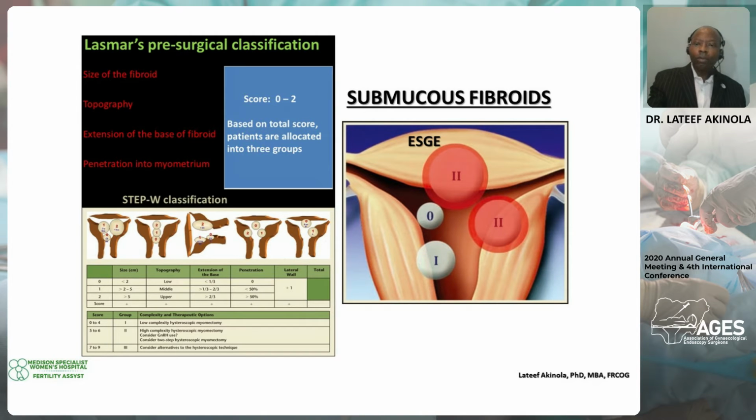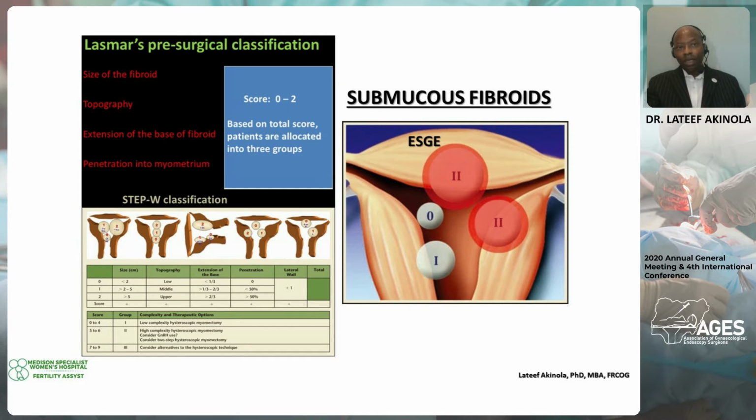When we talk about submucous fibroids, you need to have a good classification system that you use in your center to be able to decide what type of submucous fibroid you have, and what your competencies are in terms of doing it in the office or in the theater. You can use the ESGE Wamsteker classification system. Type 0: the fibroid is completely in the endometrial cavity. Type 1: more than 50% of the fibroid is in the cavity. Type 2: less than 50% of the submucous fibroid is in the endometrial cavity.